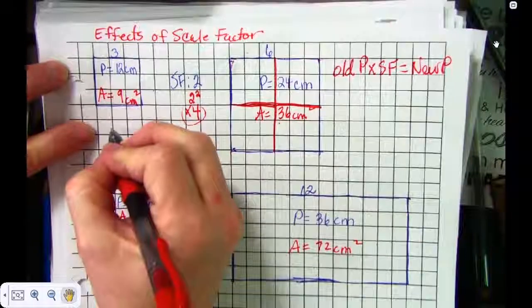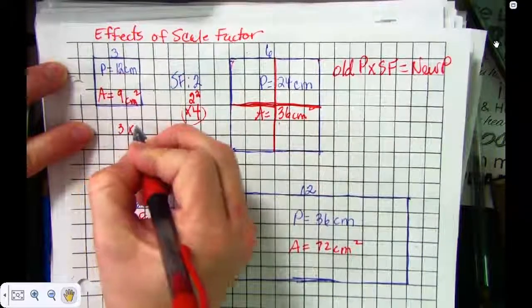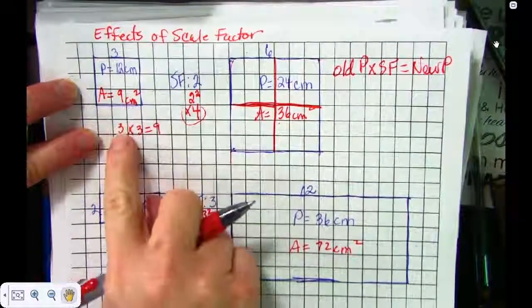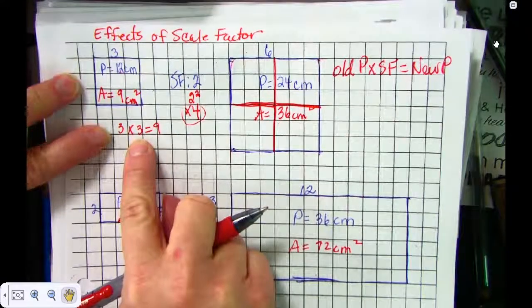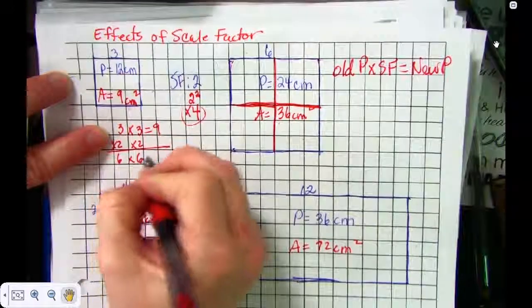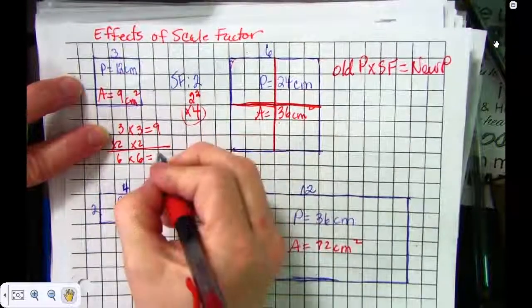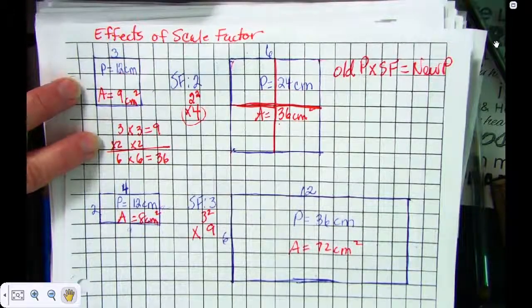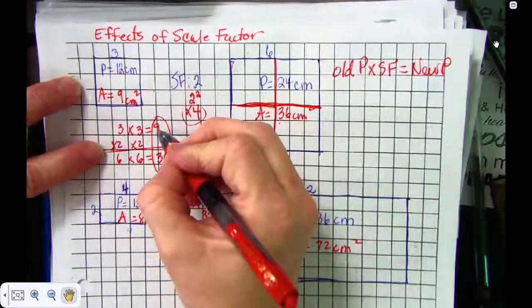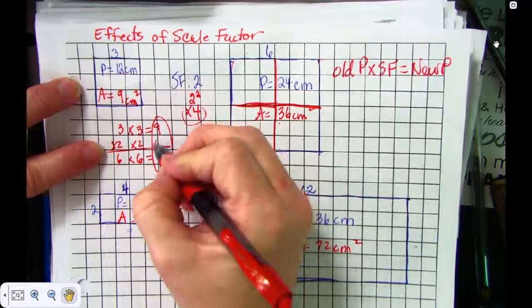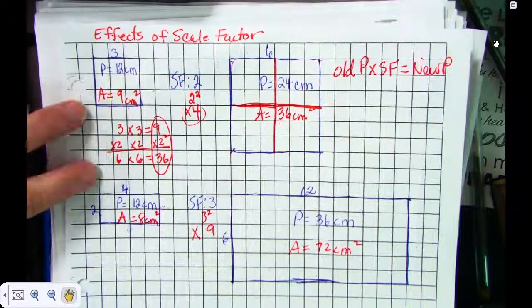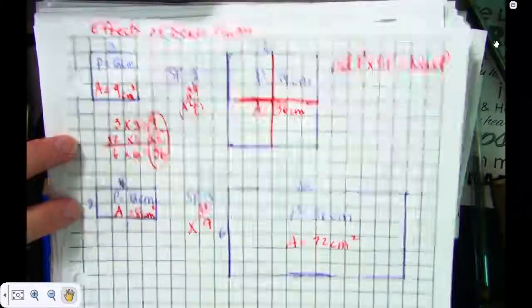Or, look at this. To get 9, we did 3 times 3. Then we doubled each side, got 6, and we multiplied 6 times 6 to get 36. That's the way we did it earlier. But there's a trick. All we have to do is 9 times the 2 squared. Take the scale factor and square it. Okay? Let's look at the next one.